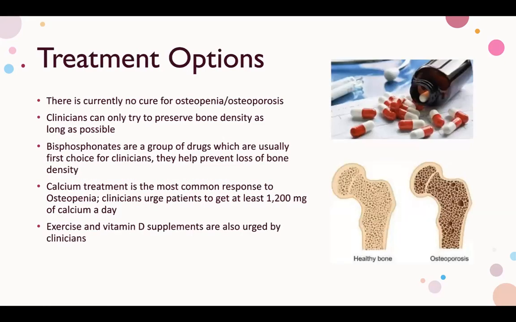For treatment, there really is no solid cure for osteopenia or osteoporosis. Clinicians can only try to preserve bone density as much as possible. Bisphosphonates are a group of drugs which are usually the first choice for clinicians. They help by trying to prevent the loss of bone density. As well, calcium treatment is another common response. Clinicians urge patients to get at least 1,200 milligrams of calcium a day. As well, exercise and vitamin D supplements are also urged by clinicians to try and fight the loss of bone density.